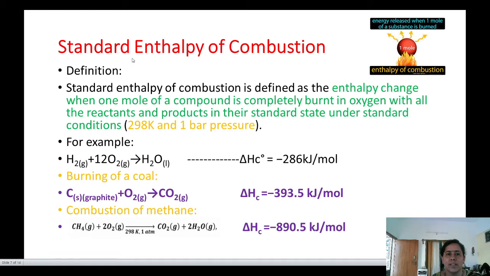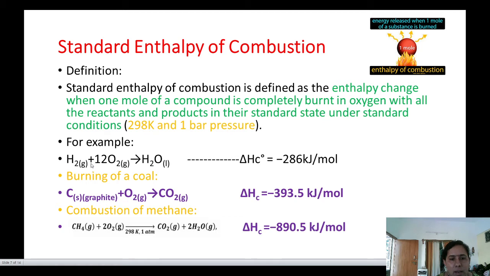The next point is the standard enthalpy of combustion. Here energy is released when 1 mole of a substance is burned, and that is called the enthalpy of combustion. The definition is: the enthalpy change when 1 mole of a compound is completely burnt in oxygen, with all reactants and products in the standard state under standard conditions. And the standard condition is 298 Kelvin temperature and 1 bar pressure.